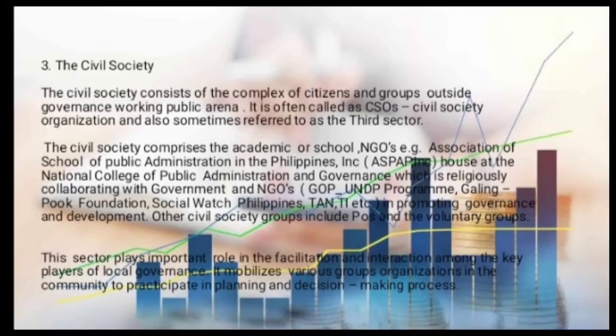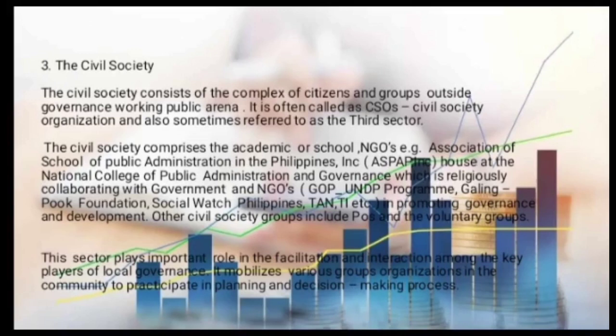The civil society consists of groups of citizens outside the government working in the public arena. It is often called a CSO, civil society organization, also sometimes referred to as the third sector. The civil society comprises academic or school institutions, NGOs, the Association of Schools of Public Administration in the Philippines, Inc., the National College of Public Administration and Governance, which is actively collaborating with government and NGOs, UNDP, Galing Pook Foundation, Social Watch Philippines, and others, promoting governance and development.